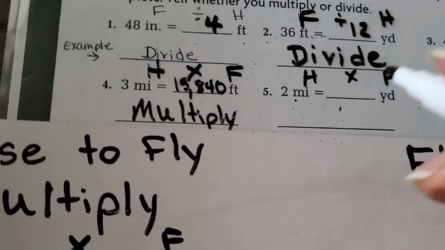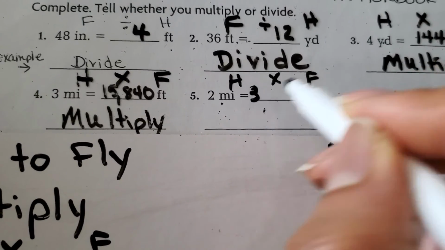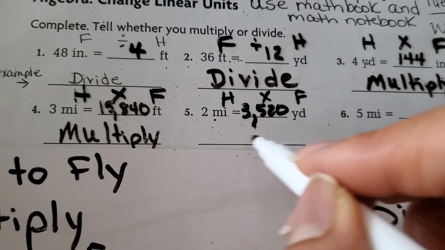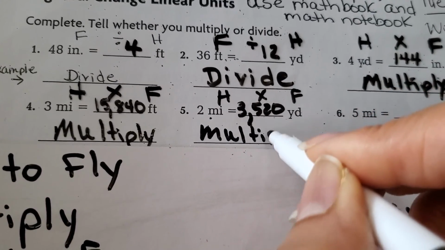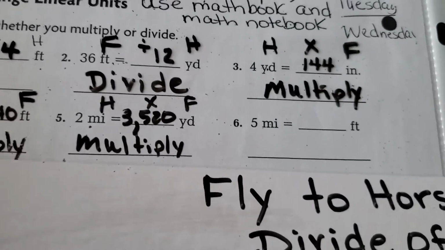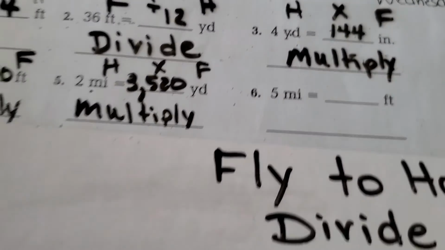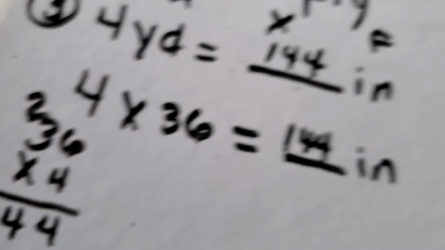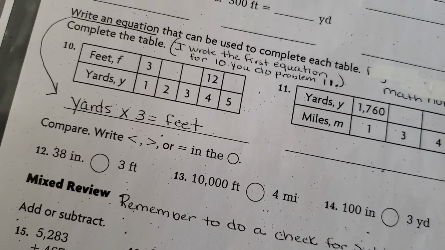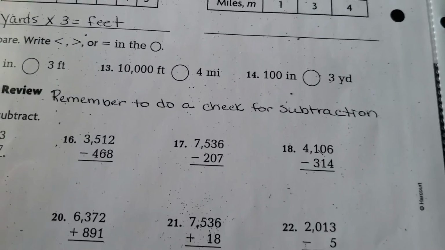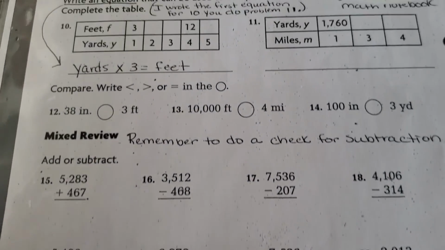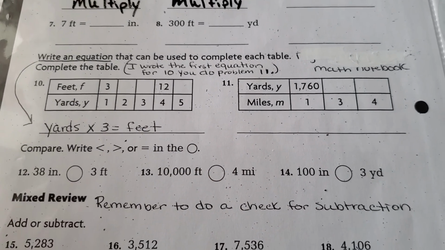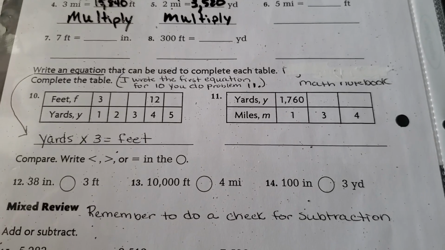So on my paper, and you should be writing this also, 2 miles equals 3,520 yards. And of course, I just multiplied again. Okay, number 6 I'm not going to do. It's pretty simple. Let's look at the rest of your paper. I think the rest of this sheet is pretty self-explanatory. You just need to fill in the chart here, right? Should not be difficult.